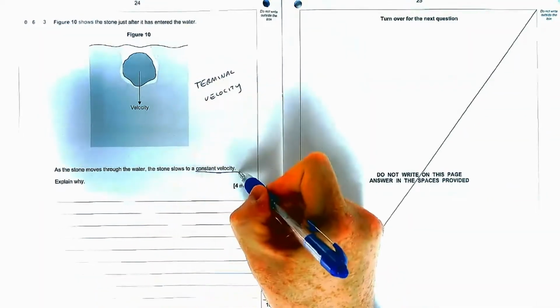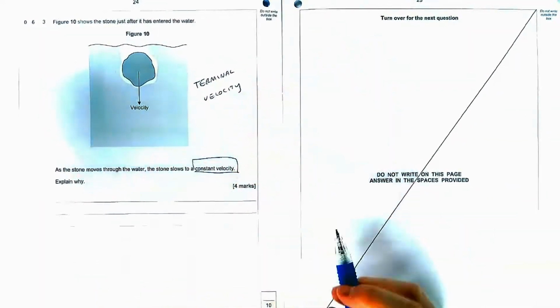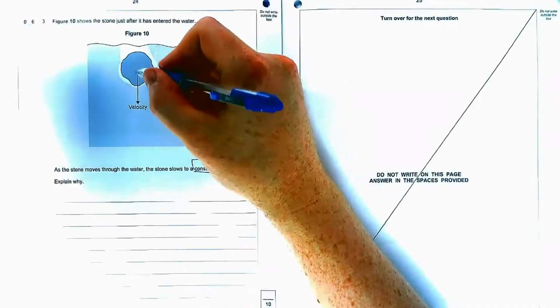Okay, so it says the velocity is going this way. Let's label the forces. Now we should know that weight goes downwards. You could say gravity at GCSE, even though technically gravity is not a force. Now in water, we don't say it's air resistance. We could say water resistance. Drag is absolutely fine to say here. Those are the forces that are acting.